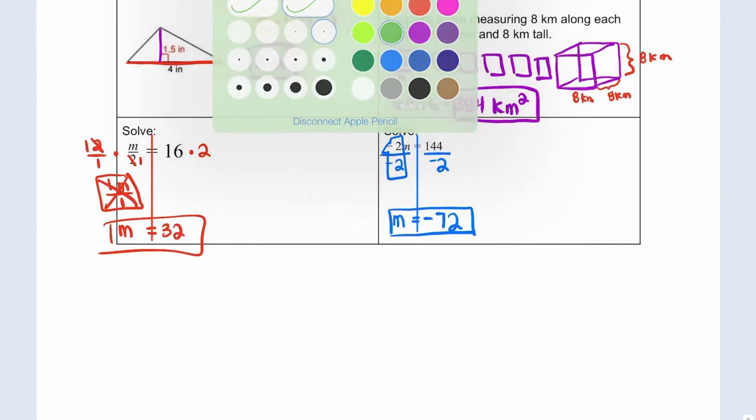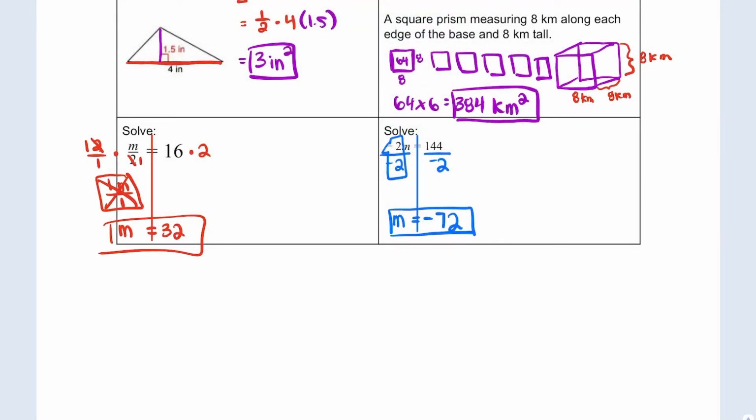Now, the way you would check your work is you would plug this back in to the original equation. We have negative 2m equal to 144. We're claiming that m is equal to negative 72, so I'm going to substitute negative 72 into my equation and see if it's true. Does negative 2 times negative 72 equal positive 144? Indeed it does. If this equation is true, then that means your answer is correct.